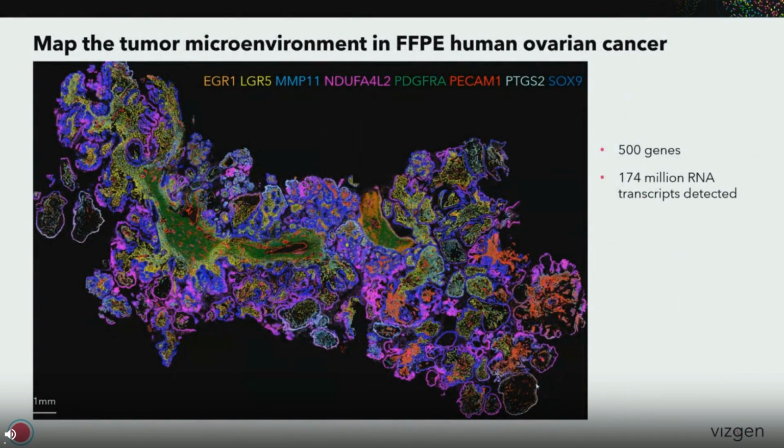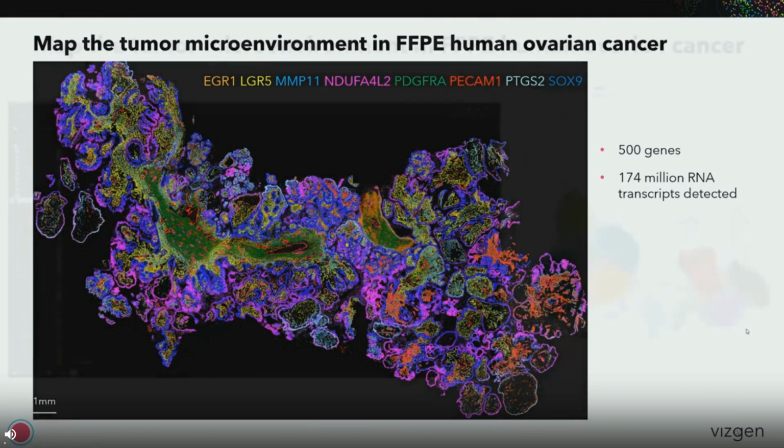So having established the performance of MERSCOPE in different samples, in the next few slides I'm going to showcase a couple of studies that were performed in FFPE samples. The first one is to map the tumor microenvironment in FFPE human ovarian cancer. This was done using a panel of 500 genes, and in this single slide I'm highlighting only 8 genes. In this measurement, we were able to detect 174 million RNA transcripts, and hopefully you can see the beautiful spatial distribution of these 8 selected genes here.